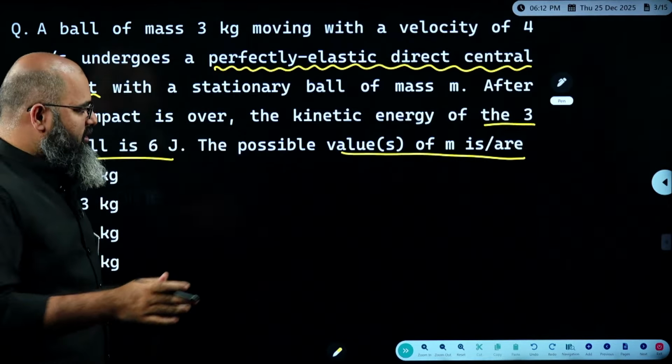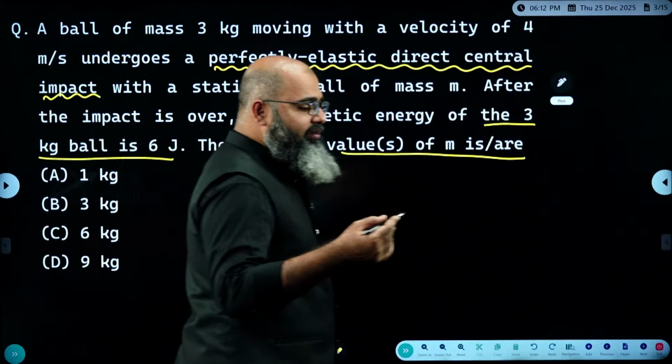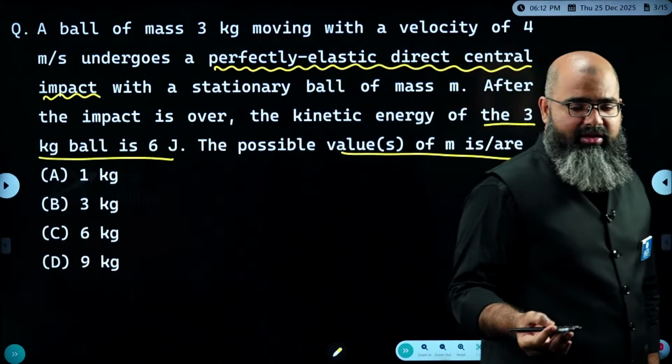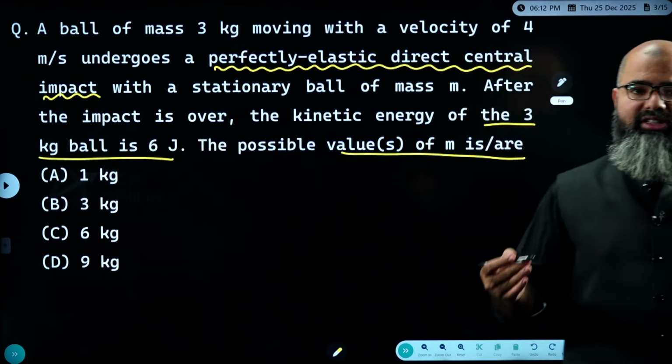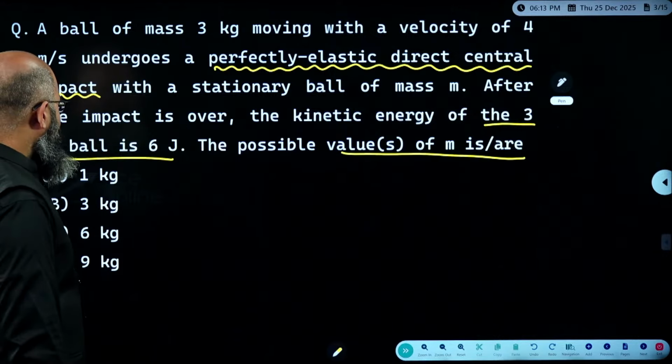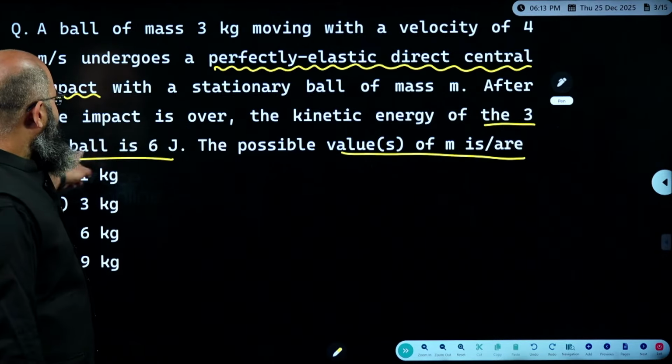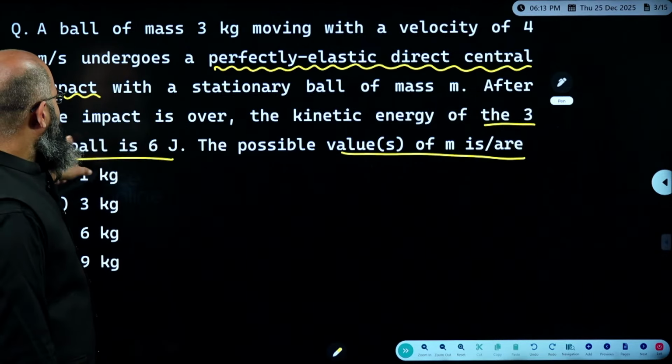Now the most important point to note over here is we are having a perfectly elastic direct central impact. What can you say regarding perfectly elastic direct central impact? The coefficient of restitution is equal to 1. Therefore there is no loss of energy for any kind of deformation. So kinetic energy is conserved. Coefficient of restitution is also equal to 1. Anyway, I'm going to start over here with the kinetic energy of the 3 kg ball.